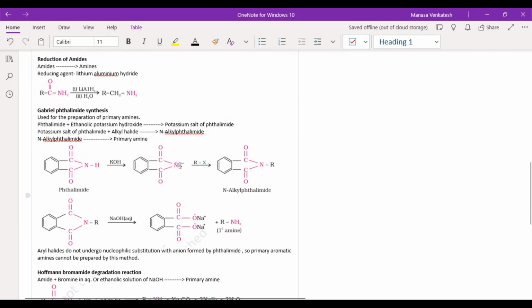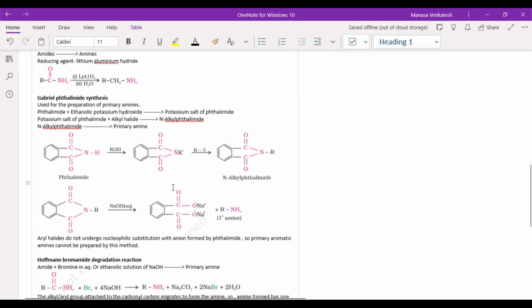with the nitrogen atom. The next reaction is the reaction with a base to lead us to the formation of the sodium salt of phthalic acid and the primary amine. This reaction is not applicable for the synthesis of aryl amines, because aryl halides do not undergo nucleophilic substitution with the phthalimide ion, which is formed.